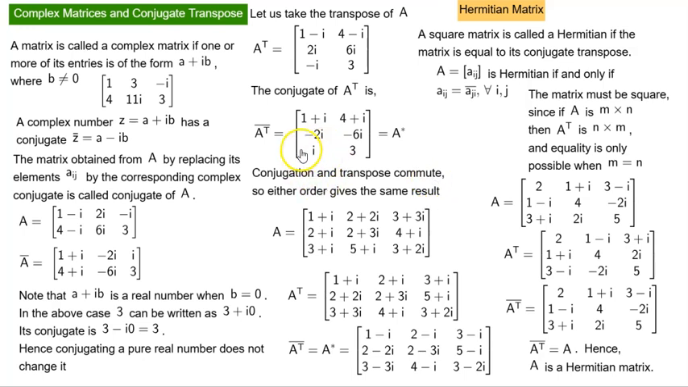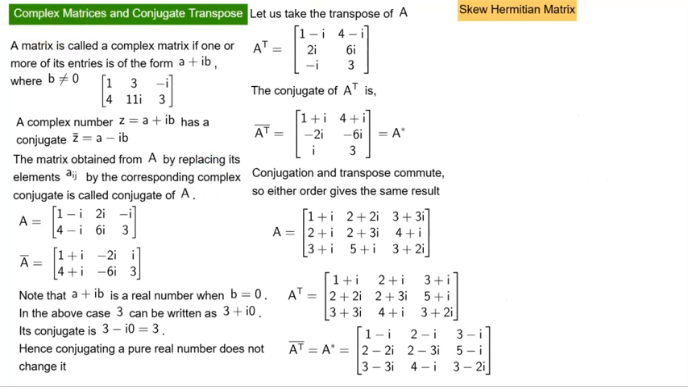Now let's look at skew Hermitian matrix. Here, a square matrix is skew Hermitian if the transpose conjugate of A is equal to the negative of matrix A. That is, if and only if a sub ij is equal to minus a sub ji conjugate, for all i, j.